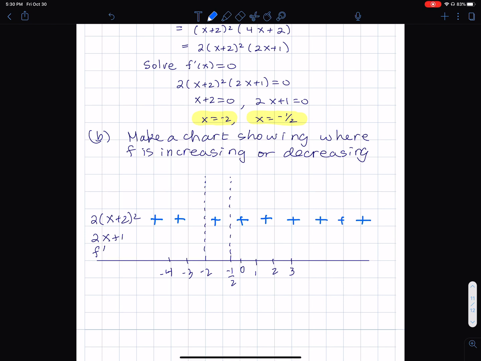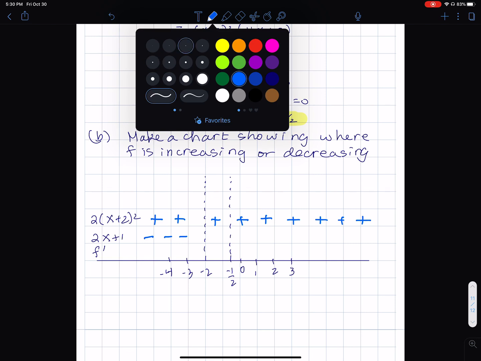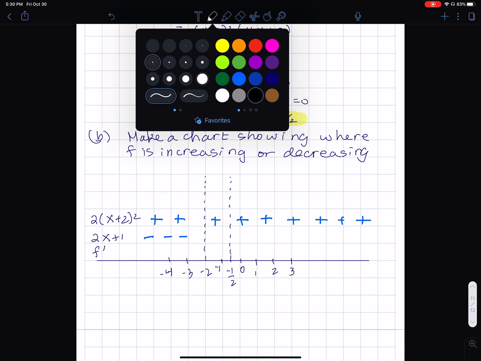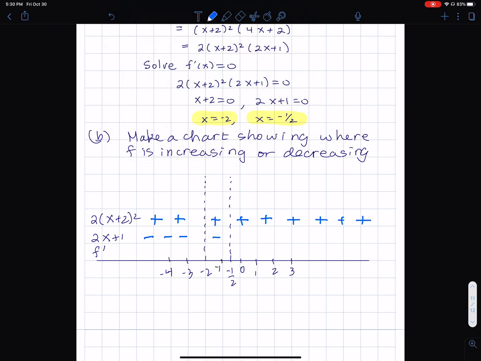Now, 2x plus 1, if I plug in x is negative 4, x is negative 3, I get negative. If I plug in x is negative 1, I get negative. But then at negative 1/2, I get 0. And after that, the function turns positive. And what I see for f prime is I multiply these two factors, because f prime is the product.